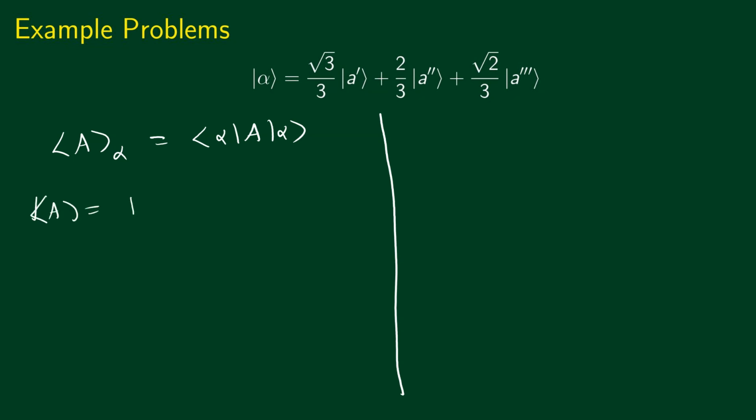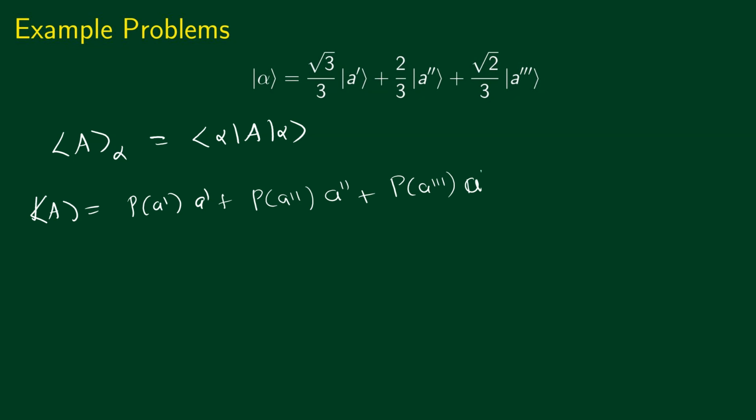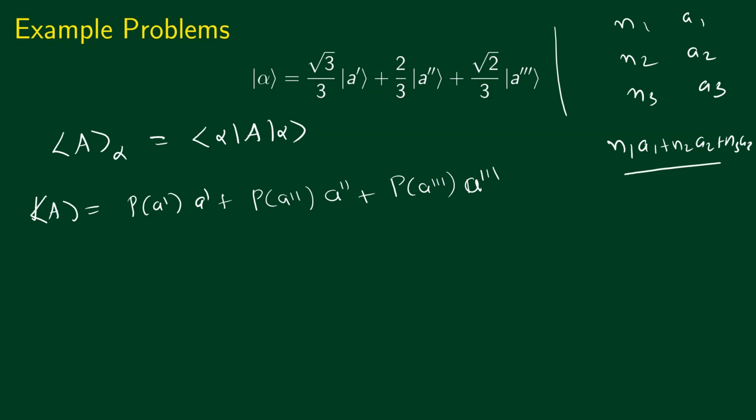Average value of A is probability of A prime multiplied by A prime plus probability of A double prime multiplied by A double prime plus probability of A triple prime multiplied by A triple prime. This is the standard definition for average value. Because if you make a large number of measurements and you get n1 times a1, n2 times a2, n3 times a3, the average value is simply n1 a1 plus n2 a2 plus n3 a3 divided by the total number of measurements. This is written as n1 divided by n a1 plus n2 divided by n a2 plus n3 divided by n a3.